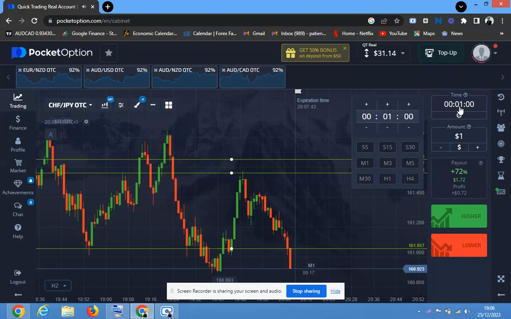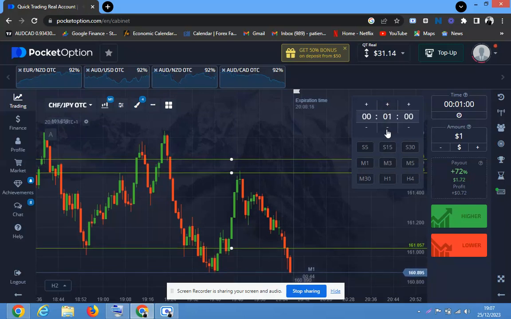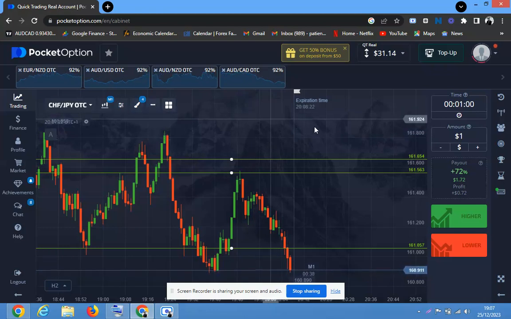The first way to trade binary option is to trade the 1 minute candle with 1 minute expiry time. Now you go to this area here, where we have the expiry time. The expiry time can be 5 seconds, 15 seconds, 30 seconds, 1 minute, 3, 5, 30, 1 hour, or 4 hour. Or you can set it to any. You click this plus sign to increase the minute. You can set it to 2 minutes, 10 minutes, or 15 minutes.